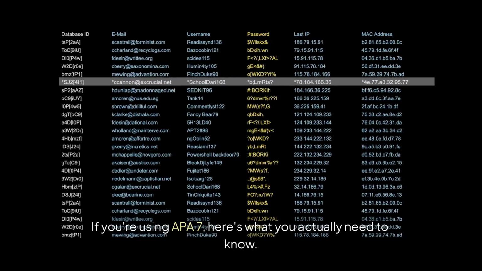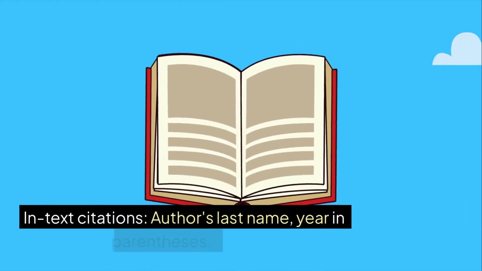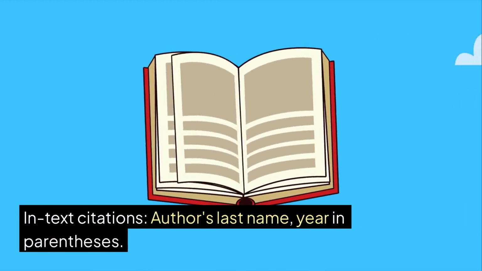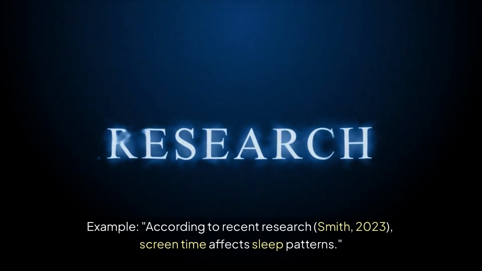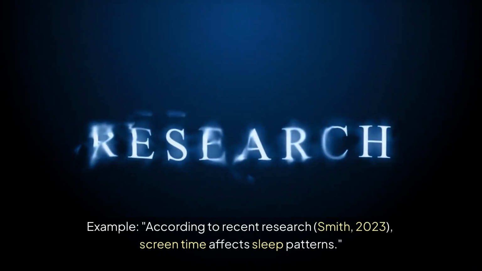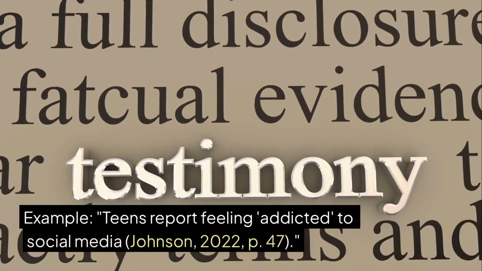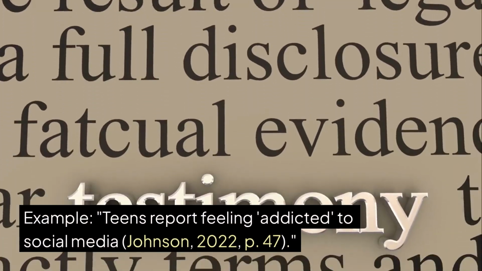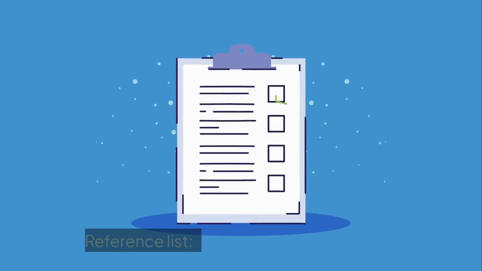If you're using APA 7, here's what you actually need to know. In-text citations: author's last name, year in parentheses. Example: According to recent research (Smith, 2023), screen time affects sleep patterns. If you're using a direct quote, add the page number. Example: Teens report feeling addicted to social media (Johnson, 2022, p. 47).